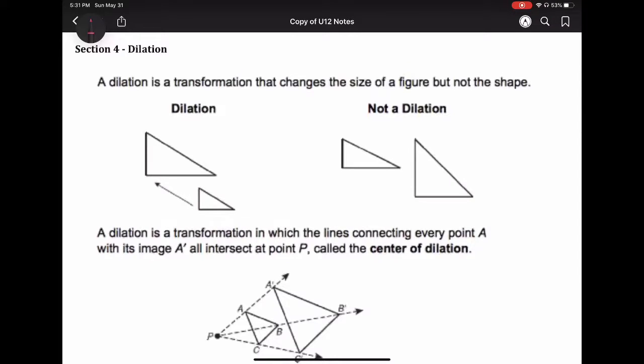A dilation is a transformation that changes the size of a figure but not the shape. So we have the picture on the left that shows a dilation, and on the right where it's not a dilation. If you look at the not a dilation, you can tell that these are two different shapes. They're not drawn to scale. A dilation has to be to scale. So the length of each side of the triangle should be in scale proportionally to the sides of the larger triangle.